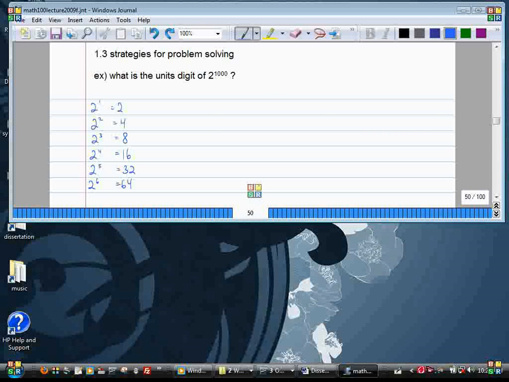Back to what we have. What's actually happening here? So how can we use what we have here in order to say what's going to happen when we get to 2 to the 1,000 power? 1,000 would be the same units digit as what 10 was, because 10 is like a factor of 1,000.